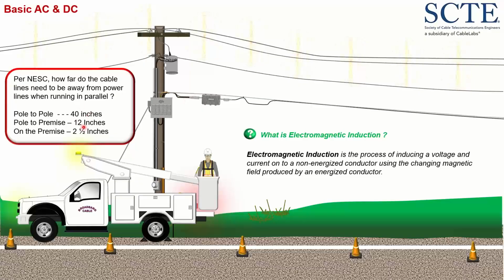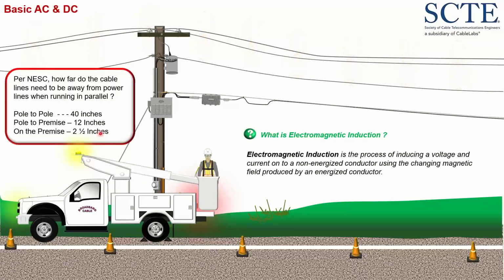Pole to premise. So how far is your drop supposed to stay away from the service line when you're running from distribution or from your plant to the premise? It should be 12 inches. When technicians are wiring homes and they're running parallel with a power line inside the house, they should stay a minimum of 2.5 inches away from that power line.